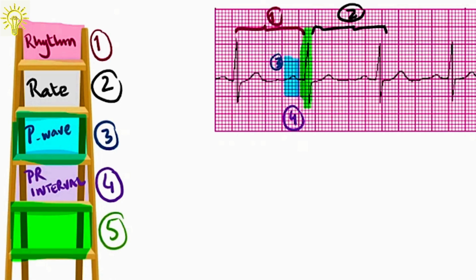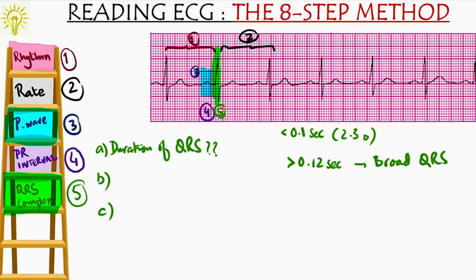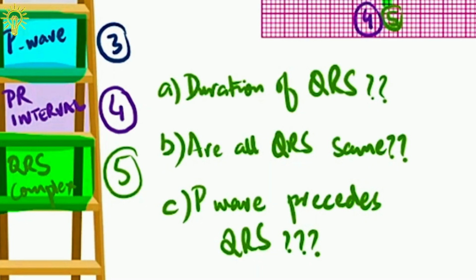Step 5. The QRS complex. Ask yourself the duration of the QRS. Less than 0.1 second is narrow, greater than 0.12 second or 3 small squares is broad QRS. In the above ECG, it is 2 small boxes wide, so narrow QRS. Next, ask yourself, are all the QRS you are seeing the same in size, duration and shape.